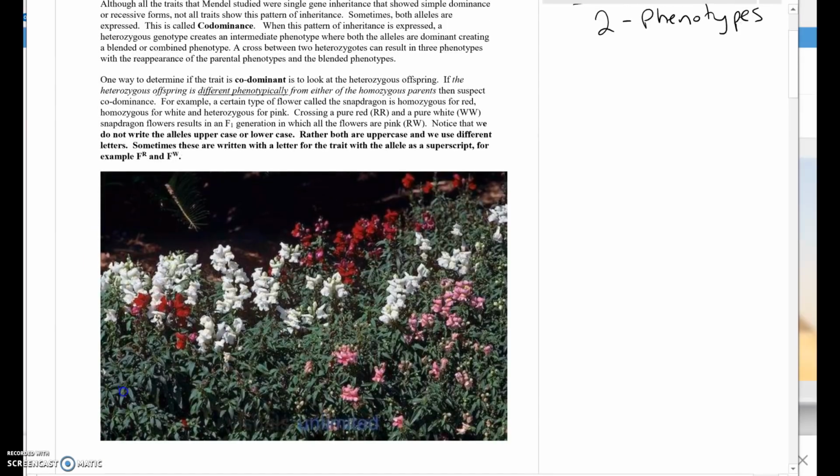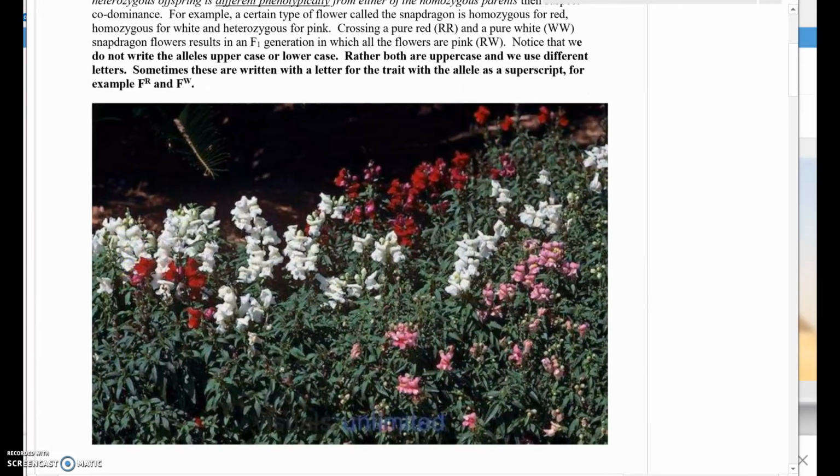For example, here we have some flowers, a snapdragon flower, where there are three different phenotypes. There's a red phenotype, a white phenotype, and a pink phenotype present here. So this cannot possibly be explained by a Mendelian inheritance pattern, because there are more possible phenotypes than if there were simply a dominant one and a recessive one. And in fact, what we notice here is that one of those phenotypes looks like a blend of the other two. Pink is a blend of red and white.